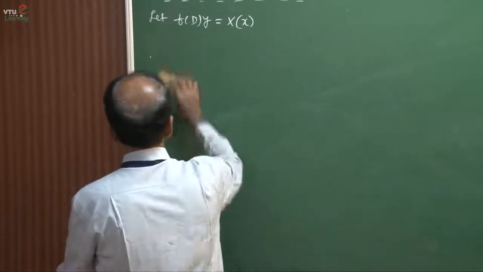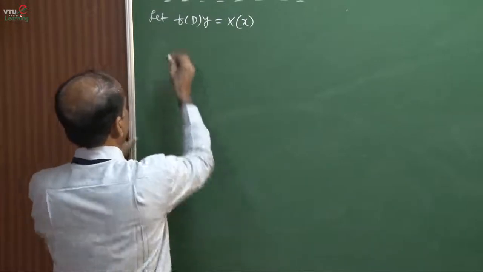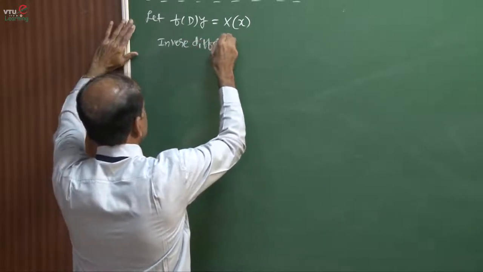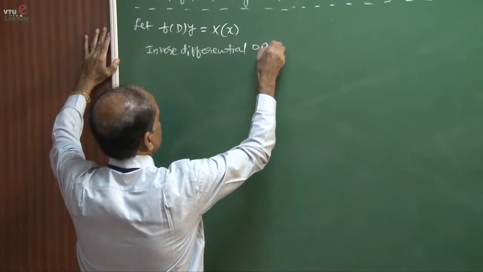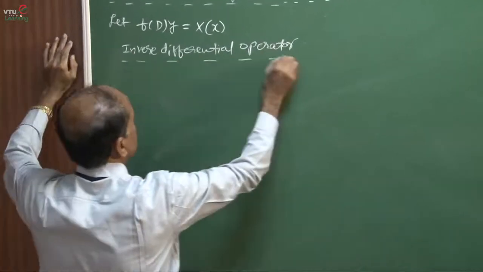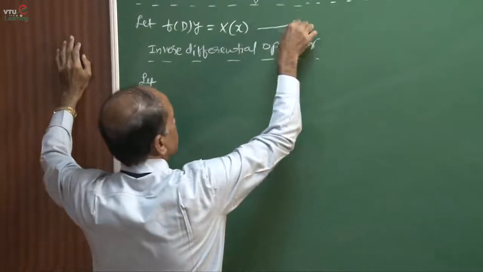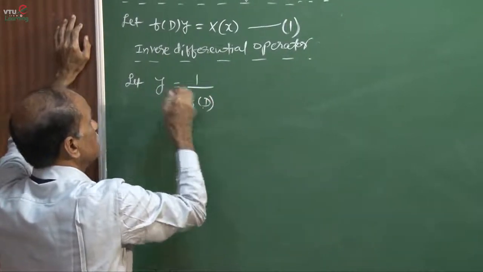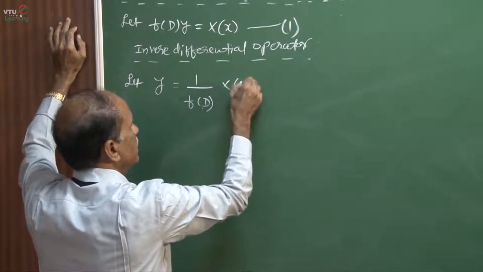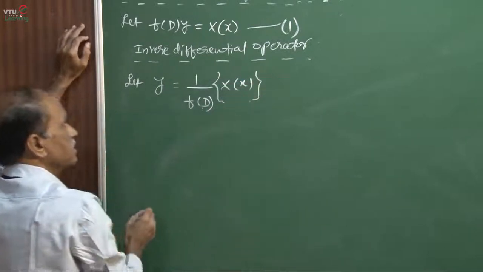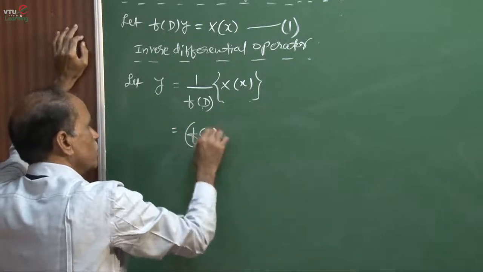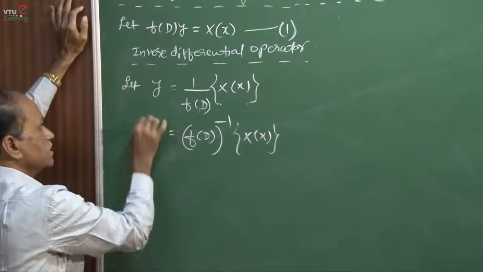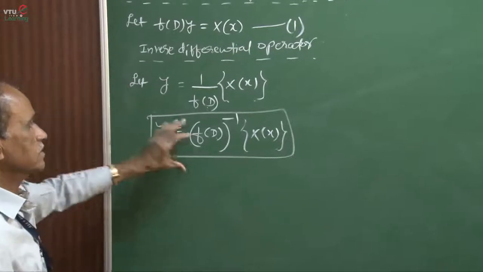Okay. So what is the inverse differential operator? What is the symbol? And how is that going to be operated on exponential form? So from this, the inverse differential operator. Let, from this equation 1 itself, I will take this. Let y is equal to 1 divided by f of D, I will send this to the right side in the denominator, and X of x is to be operated. This will be taken as f of D whole to the power minus 1, operated on X of x, and on the left side, that is y.